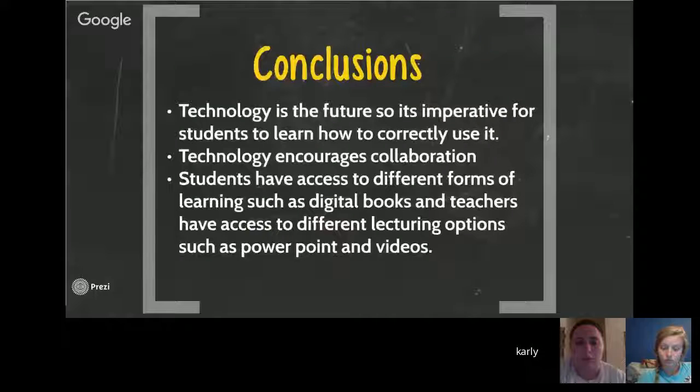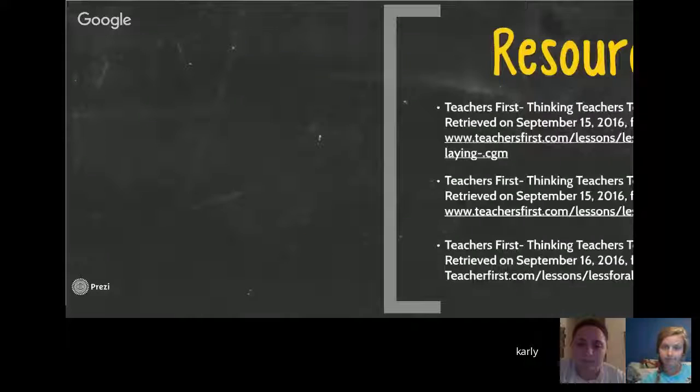Okay, so for my conclusions, the technology is the future. So it's imperative for students to learn how to use it correctly. Technology encourages collaboration. So whether you're a teacher collaborating with other teachers, whether you're a student collaborating, a big part of using technology is collaborating with others. And students have access to different forms of learning, such as digital books, and teachers have access to different lecturing options. So this kind of gives us a range to cater to a bigger, diverse classroom than what we would before. And here are my resources.